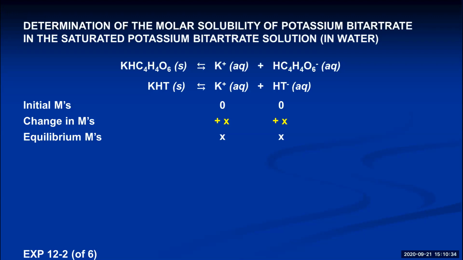Now, if you were to write something in the change line under the KHT, and we don't because it's a solid, but if you did, you would write a negative x there. What does that mean? That stands for the molarity of the KHT that's dissolving in water. And what do we define as the molarity of a salt that dissolves in water? That's its molar solubility.